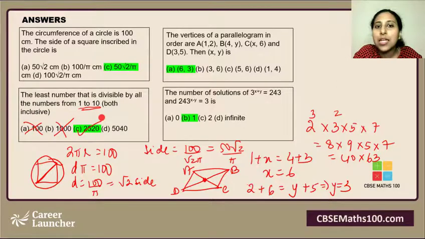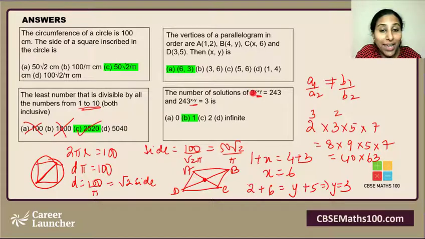The next question: number of solutions of 3 to the power x plus y equals 243 and 243 to the power x minus y equals 3. Now, in order to do this, we need to understand how you calculate the number of solutions for any two linear equations. You just check the ratio between coefficients, correct? Here, if you look at the linear equations involved, x plus y and x minus y. Now, we don't know what the value of x plus y and x minus y is, but the fact is a1 by a2 is not equal to b1 by b2 here.